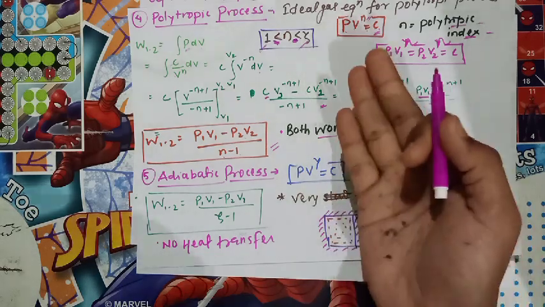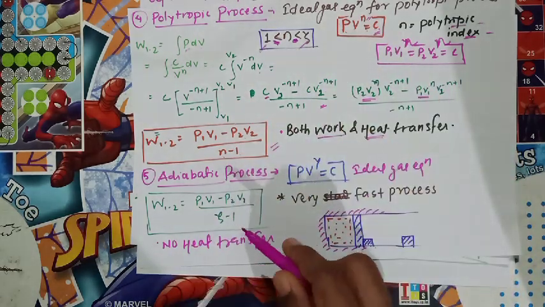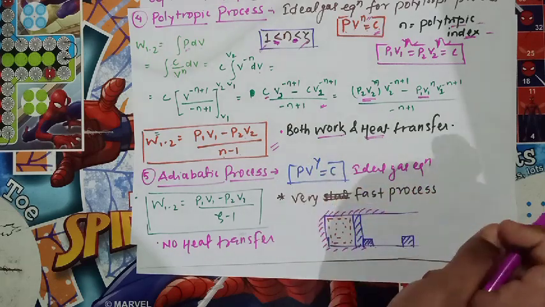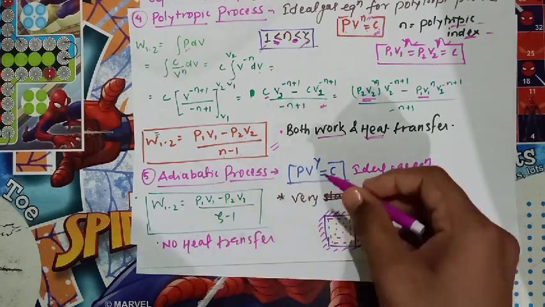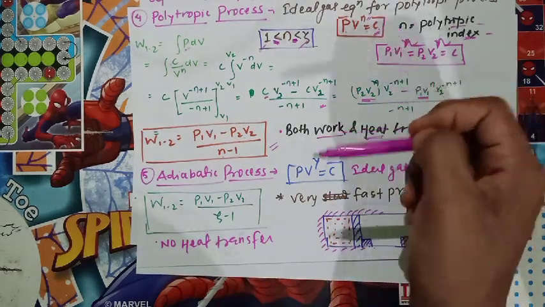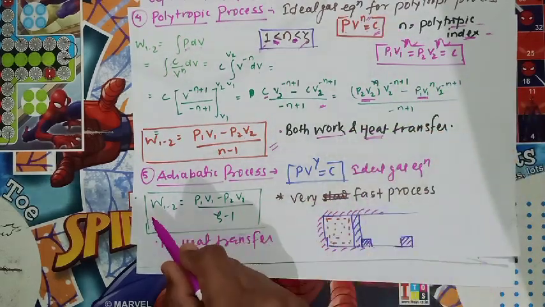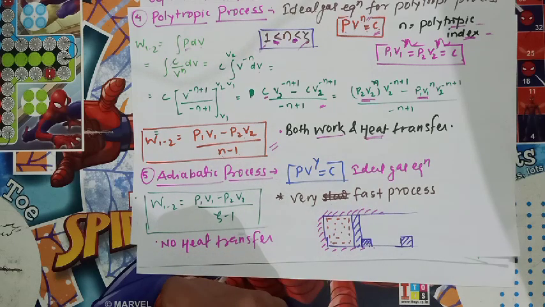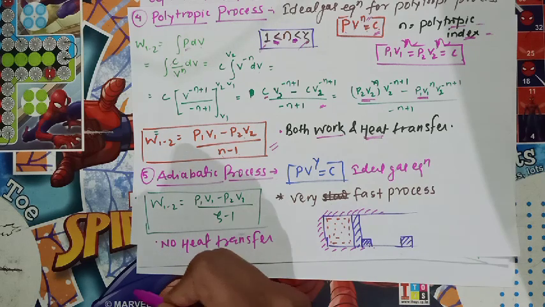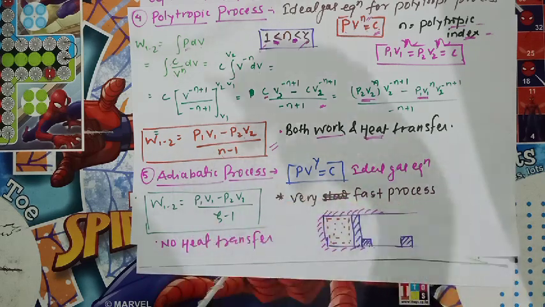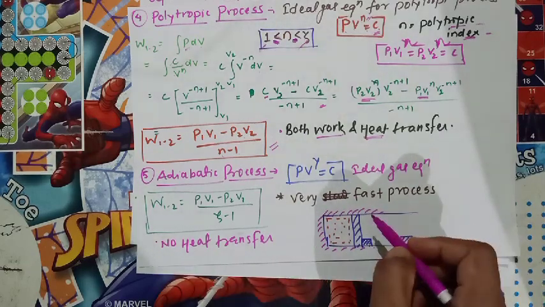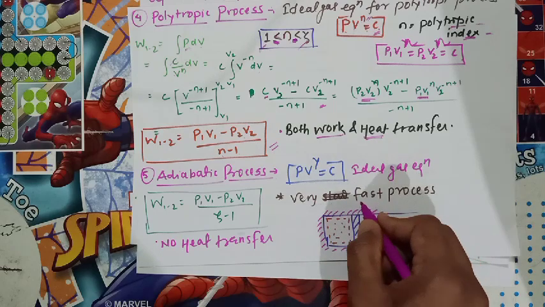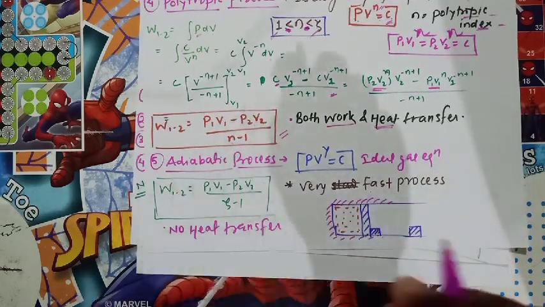Now likewise the polytropic process, there is another process which is the adiabatic process, whose ideal gas equation is given by PV to the power gamma equal to constant. Now similarly we can derive the formula for the work like the polytropic process, and the work transfer comes out to be P1 V1 minus P2 V2 by gamma minus 1. Okay, now the thing which you have to remember here is that the adiabatic process is a very fast process, while the isothermal process is a very slow process.